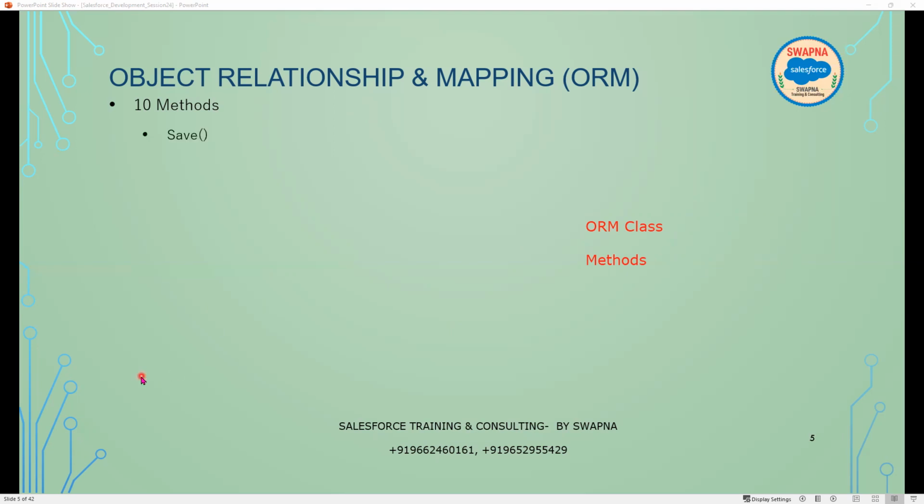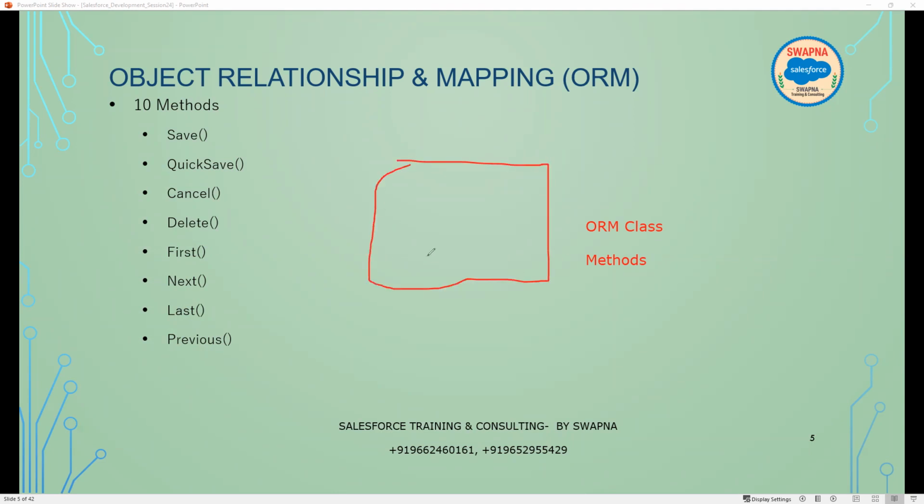For example, the save method. Salesforce implements the save method, and you can use this method in the Visual Force page in order to save the record. Similarly, quick save, cancel, delete, first, next, last, previous. We have used first, next, last, previous in the Visual Force page whenever we are viewing the table details. In the table, we have a first record, and the next record if you want to see the next record in the Visual Force page. So we have implemented first, next, last, previous. These are the ORM methods which Salesforce provides by default.